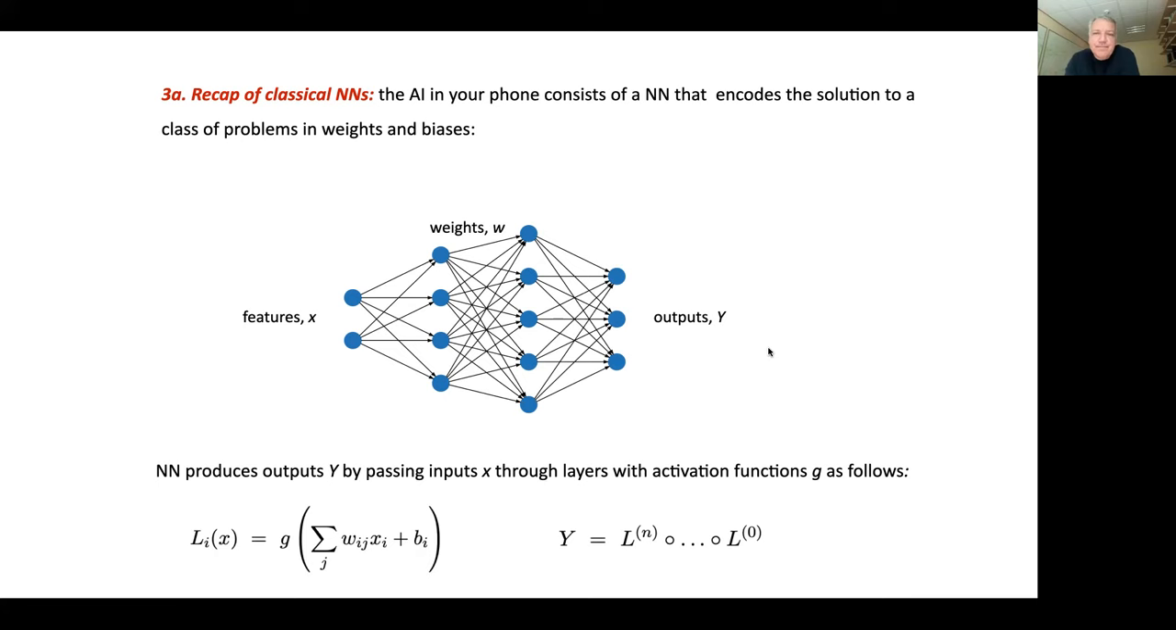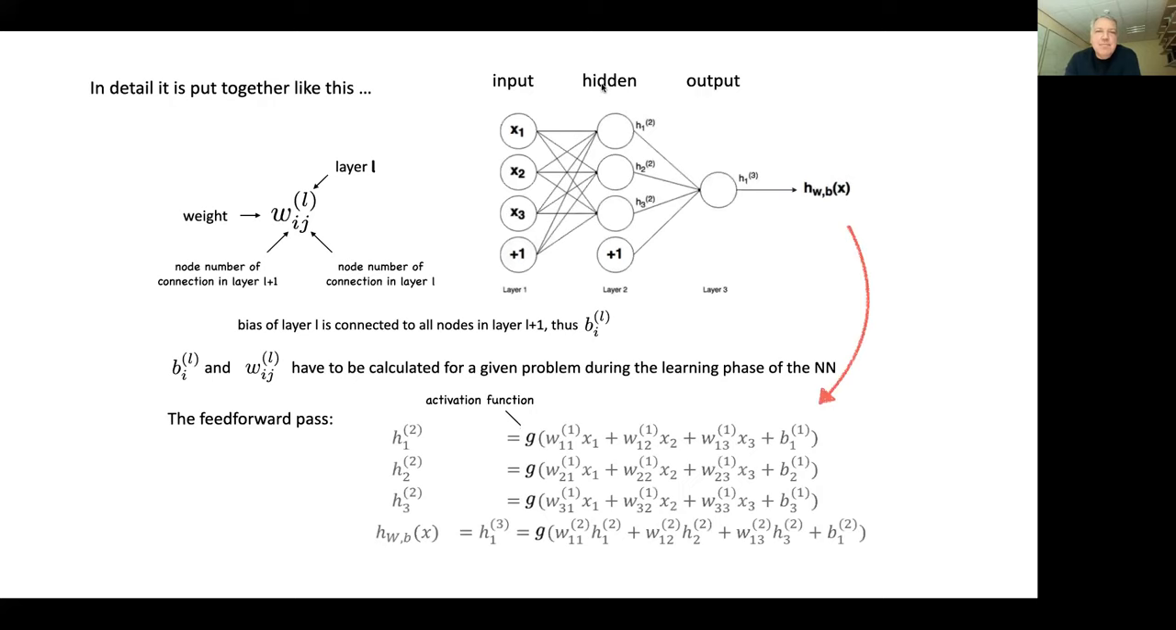So it's just repeating the same structure: input, hidden, and then output. The output can be just one number. If it's a classification problem where you want yes or no, you could output one number and then apply a threshold. If it's bigger than a half, you would say it's yes. If it's less than a half, it's no. That would be what you do for a classification problem, but generally it could have more outputs.